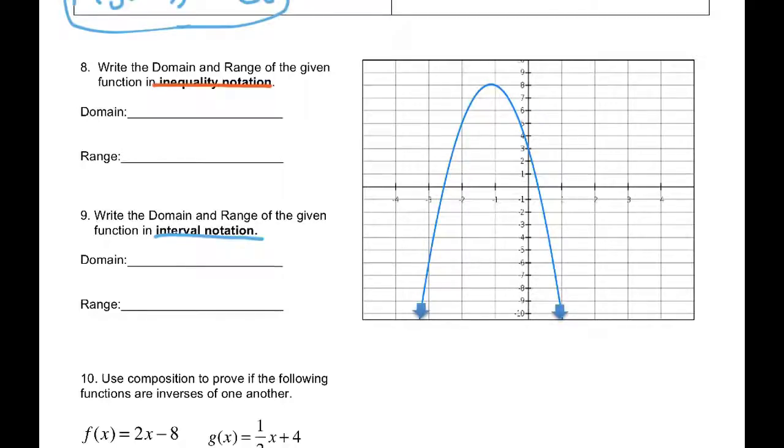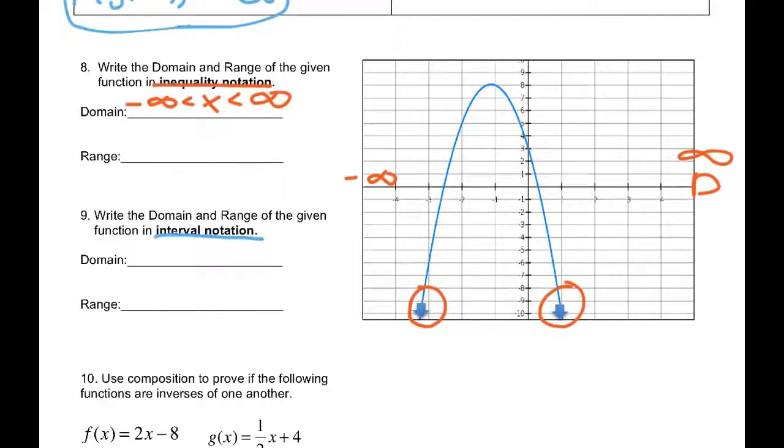Well, domain, right, is our x-axis. It's when we're reading left to right. And when I start on my function going left to right, I run into these arrows, which means infinity, right? From the left is negative infinity, to the right is positive infinity. So our domain is negative infinity. You cannot include infinity, since you don't see a closed point there, just an arrow, so we don't include it. So there's our domain.